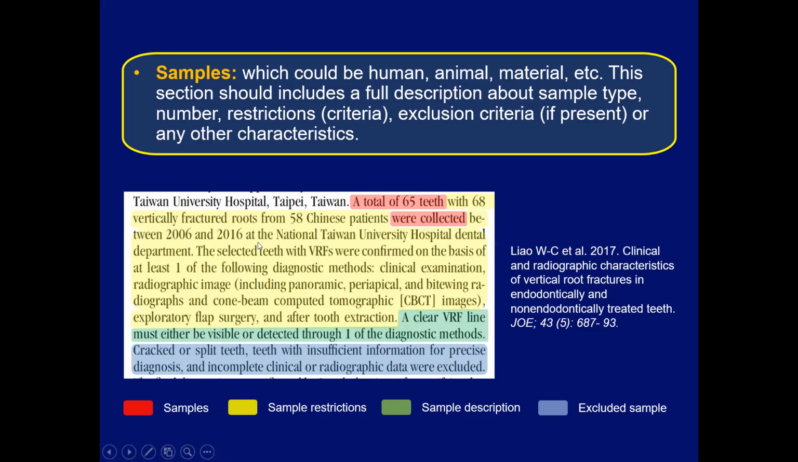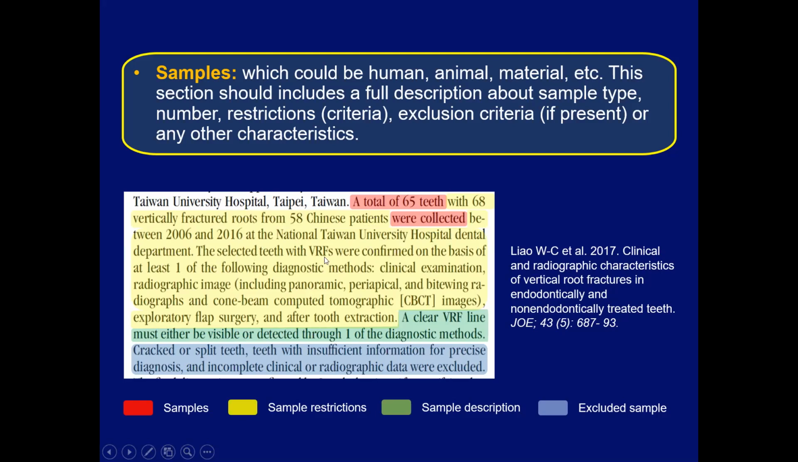For example, this box: at the National Taiwan University Hospital, Taipei, Taiwan, a total of 65 teeth with 68 vertically fractured roots from 58 Chinese patients were collected. So till now, we have just described the number of teeth involved in the study with the Chinese patients enrolled. This represents the overall description of the sample, between 2006 and 2016 at the National Taiwan University Hospital Endodontic Department.